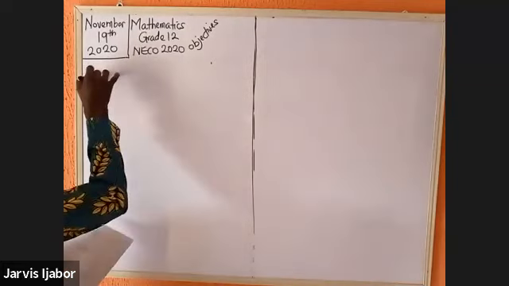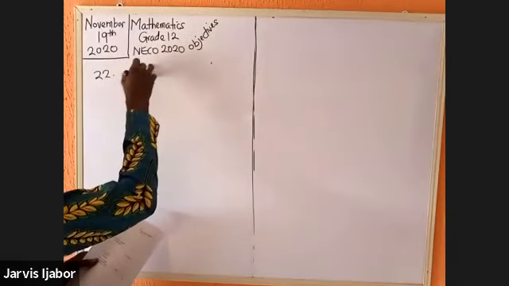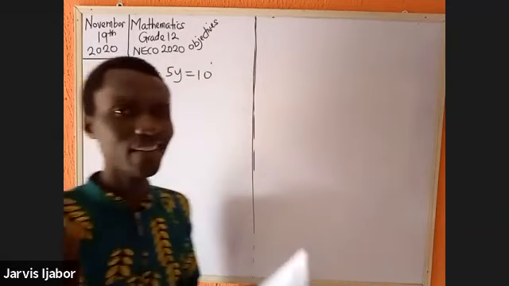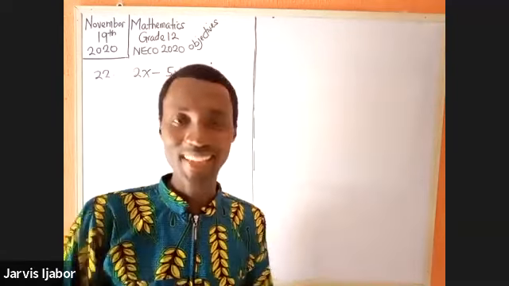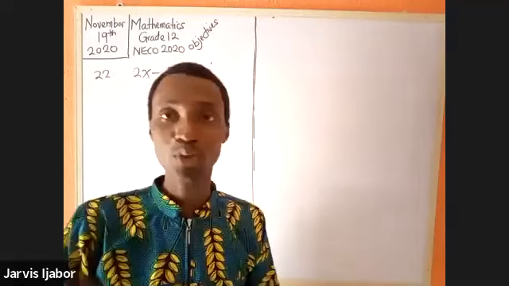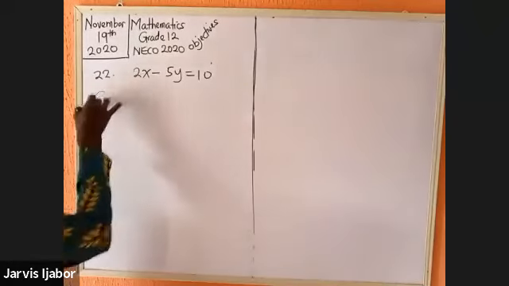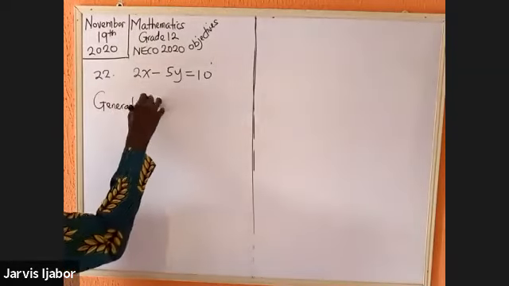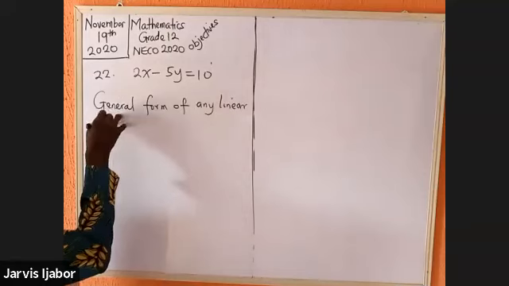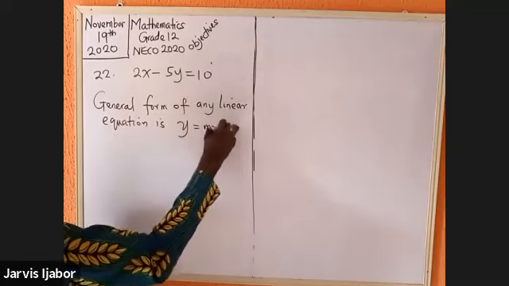Let's go to 22. 22 is testing your knowledge of graphs. Now, the equation given is 2x minus 5y equal to 10. The question says find the gradient and the y-intercept of the line 2x minus 5y equal to 10. Now, the general form of any linear equation is y equal to mx plus c.